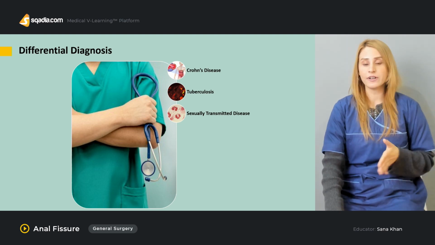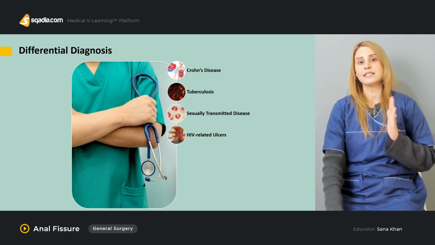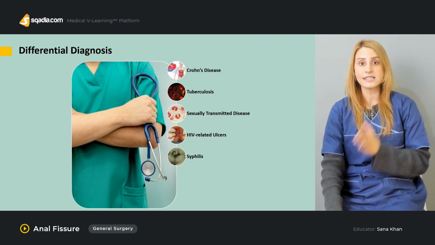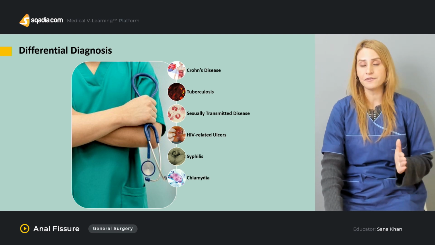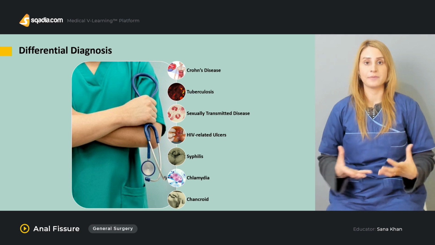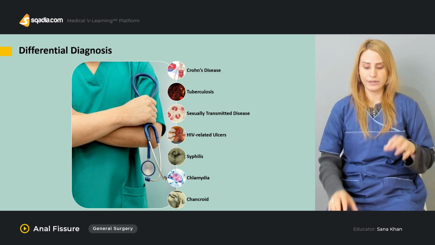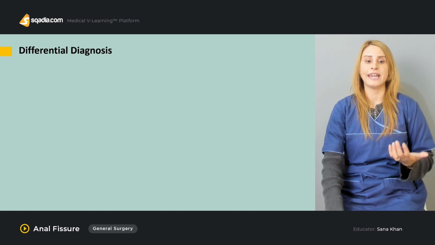So think about chronic disease, think about tuberculosis, think about sexually transmitted diseases, HIV-related ulcers, very, very much important, syphilis, again a sexually transmitted disease, and chancroid and chlamydial infections, and lymphogranuloma venereum. So always take a proper history and try to rule out these differentials when you're encountering a patient with a PR bleed and chronic anal ulcers.